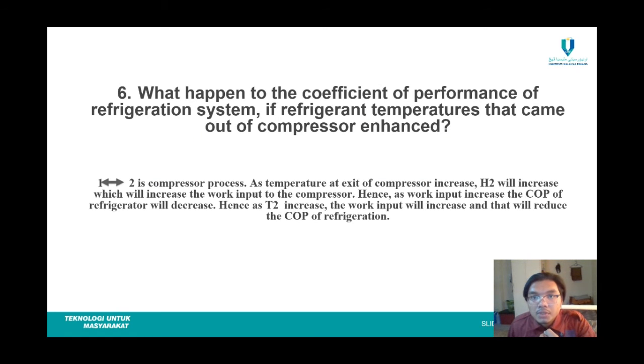What happens to the coefficient of performance of a refrigeration system if the refrigerant temperature that comes out of the compressor is enhanced, from state 1 to 2, the compression process? As the temperature at the exit of the compressor increases, H2 will increase, which will increase the work input to the compressor. Hence, as work input increases, the COP of the refrigerant will decrease. Hence, as T2 is increased, the work input will increase, and that will reduce the COP of the refrigerant.